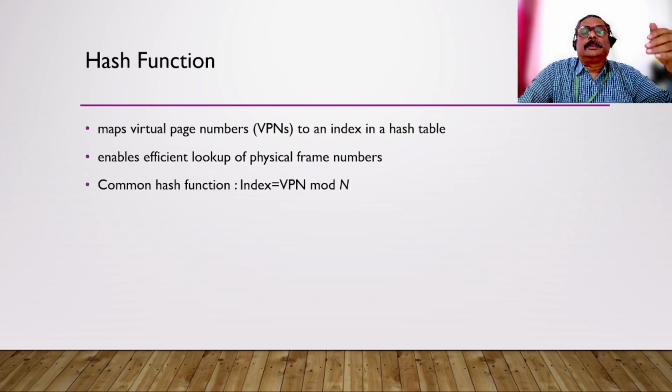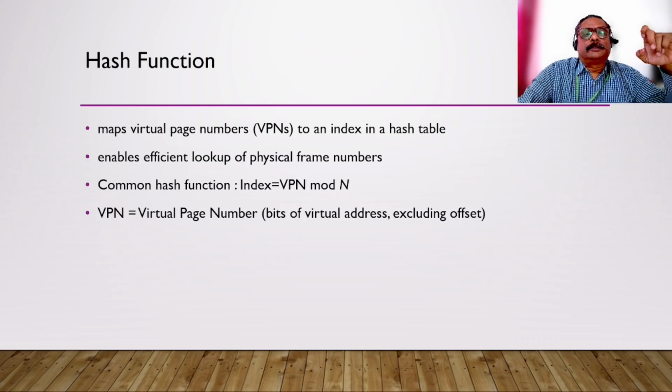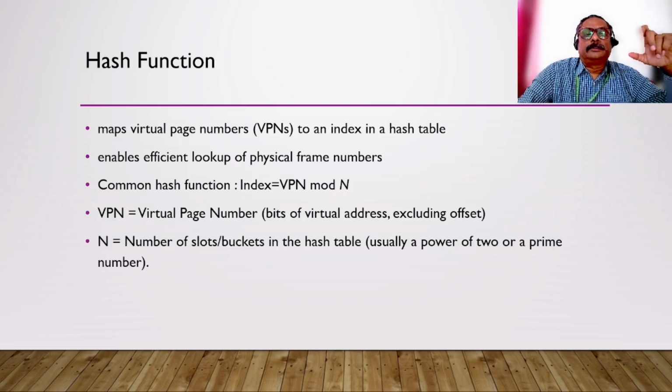The commonly used hash function is the modulo operation: the virtual page number mod n, where n is the size of the hash table. So VPN is the virtual page number, and n is the number of slots or buckets in the hash table we have. That's usually a power of 2 or a prime number.